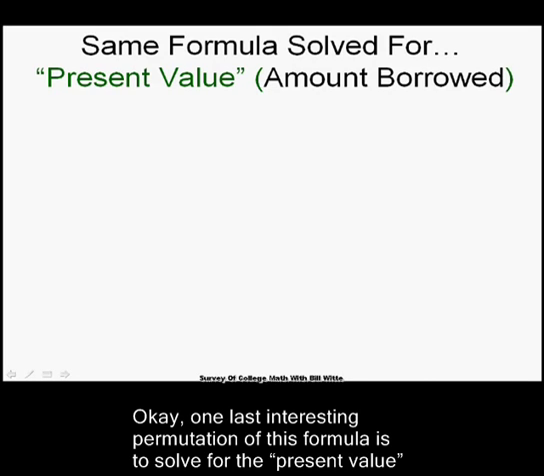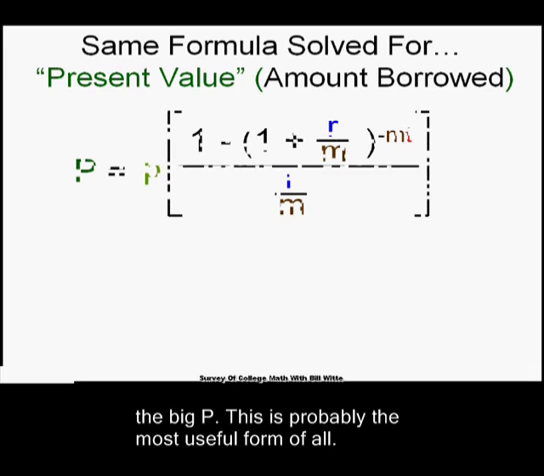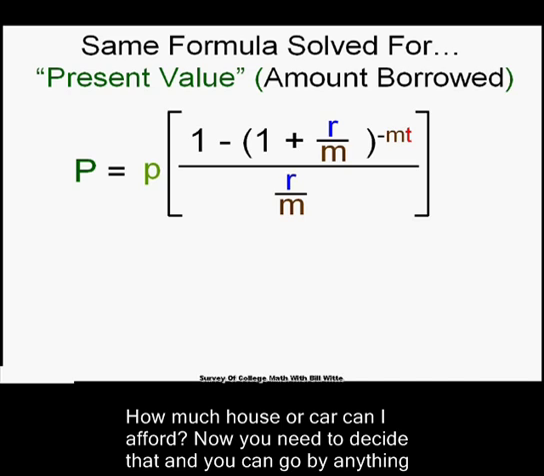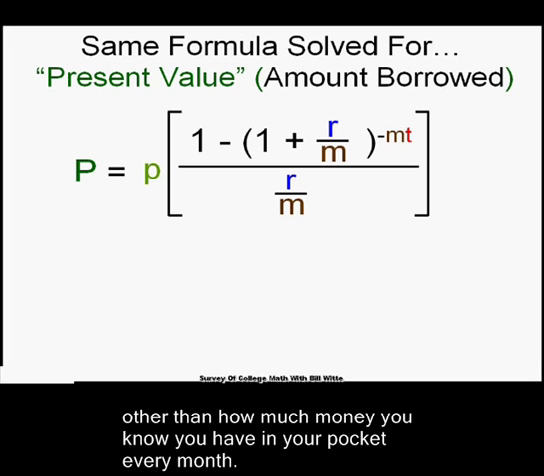Okay, one last interesting permutation of this formula that we've used is to solve for the present value, for the big P. Yeah, well, this is probably the most useful of all if you solve for the big P. Remember, that's the amount that you borrow. Okay? Did you ever ask, how much can I borrow? How much can I afford? Well, I'll tell you how, you need to decide that. And you can't go by anything other than how much money do you have in your pocket every month.